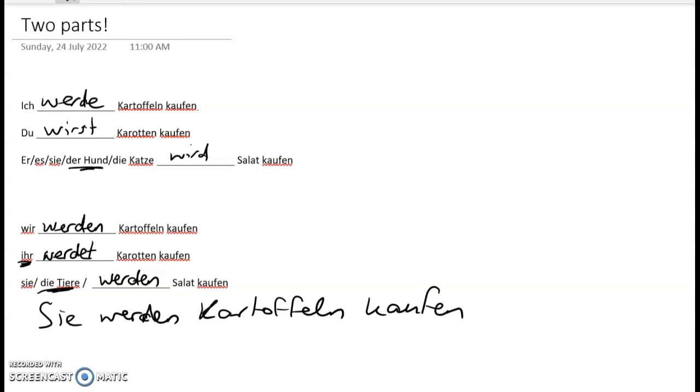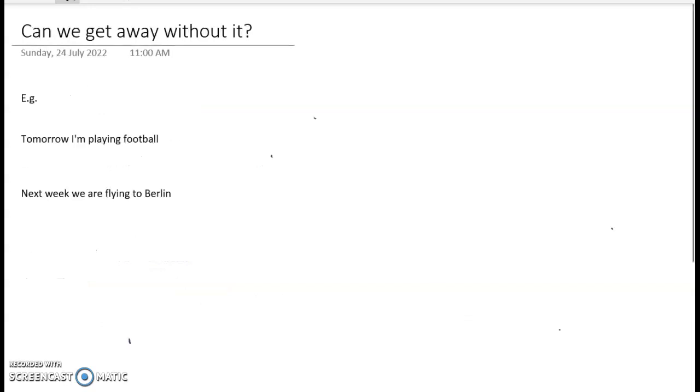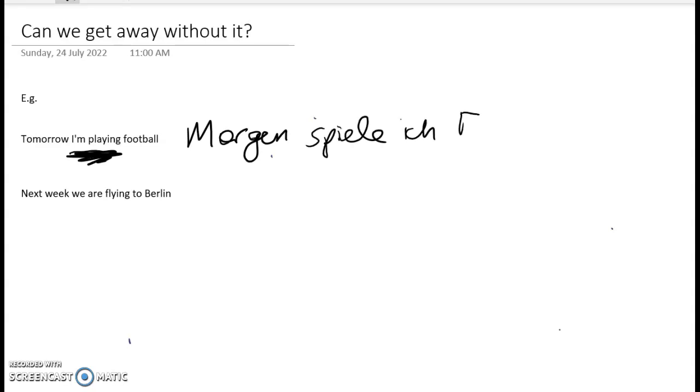The next slide has got a little bit more practice. And just one more thing, which is that we don't always need to use werden, right? So we can often get away without it. And that's the same as in English. Tomorrow I'm playing football. We haven't said tomorrow I will play football. And in German, we also can just use the present tense here. Morgen spiele ich Fußball.